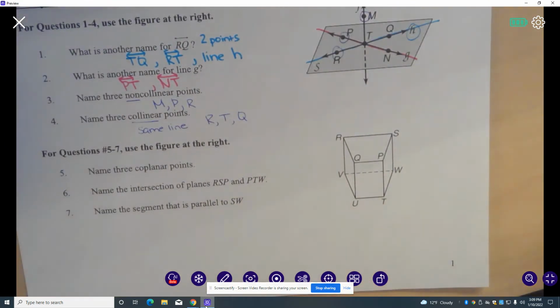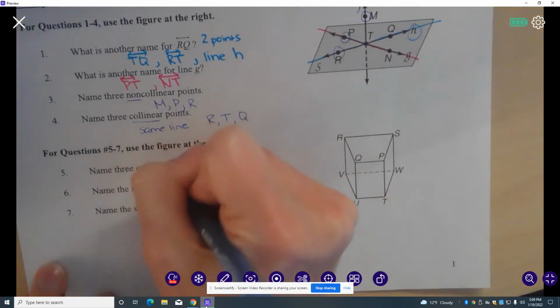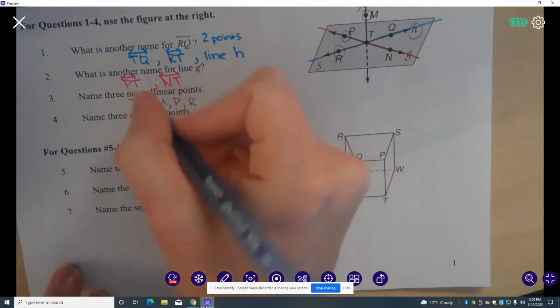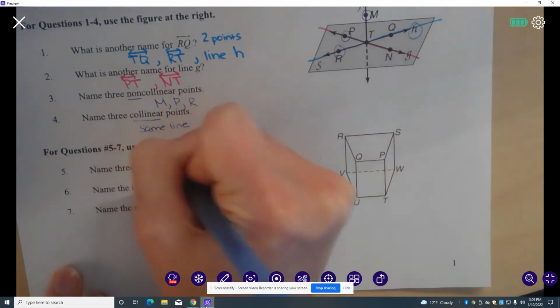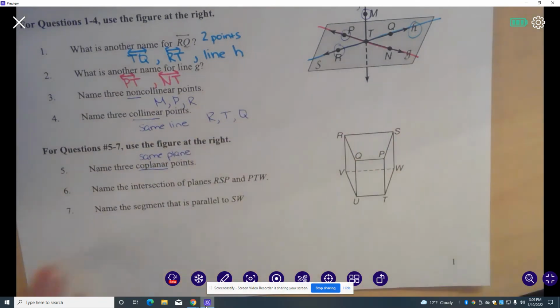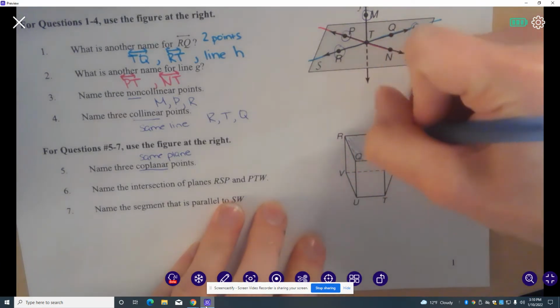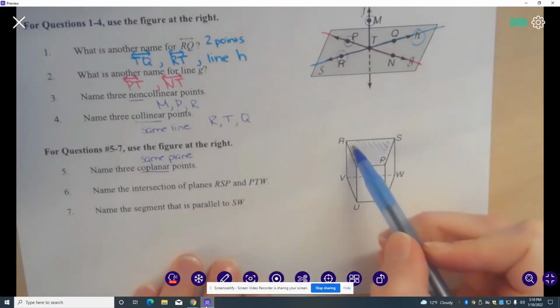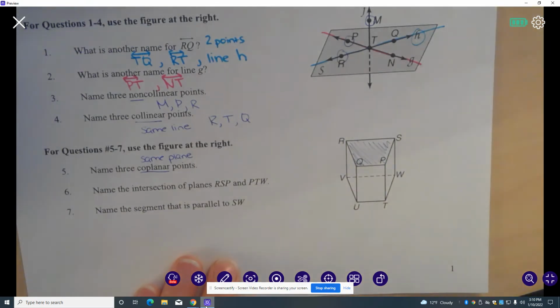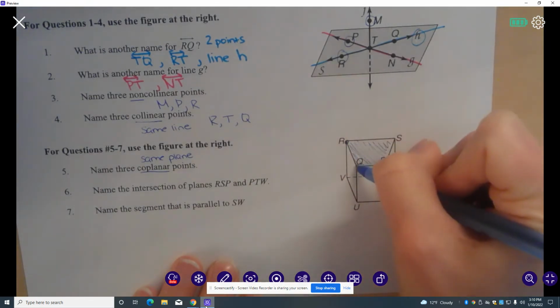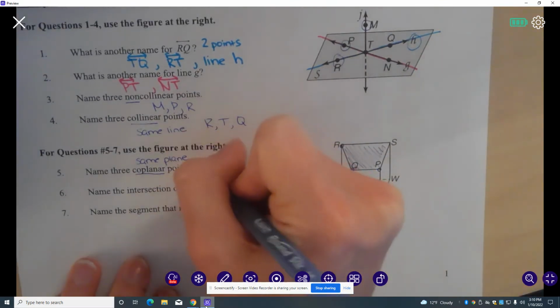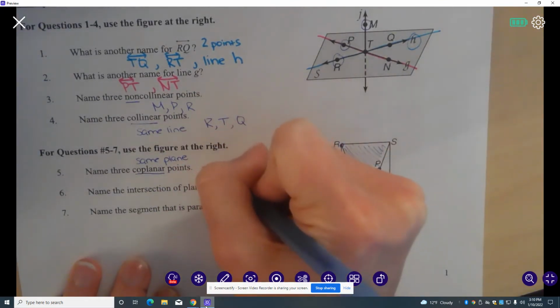All right, 5 through 7. I'm using this figure now. I need to name 3 coplanar points. So these are 3 points that are on the same plane. Okay? So remember, you could think of a plane as like the top of this box here. Okay, so this would be a plane here. So I could name 3 points on that plane. Points R, Q, and P are all on that plane.